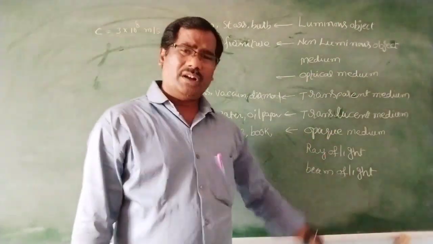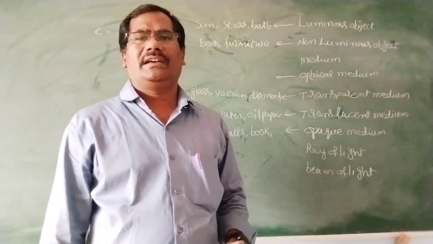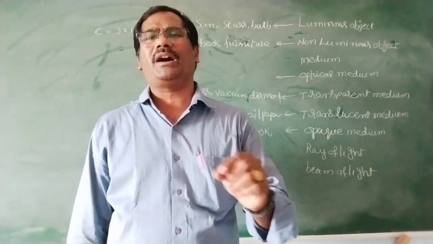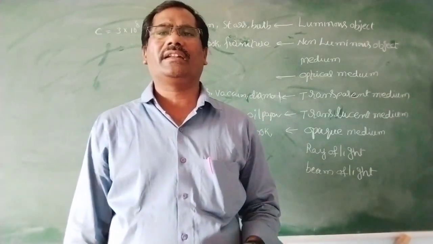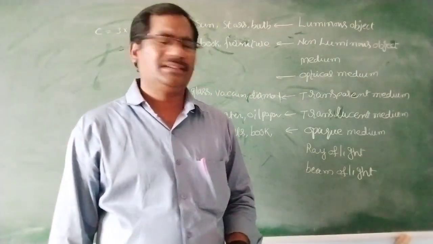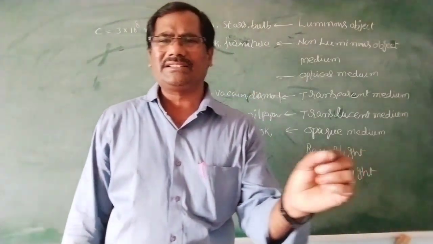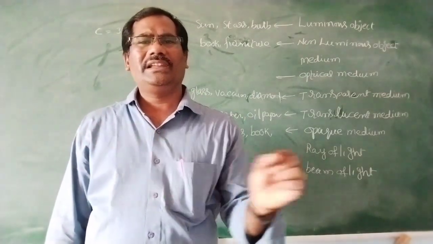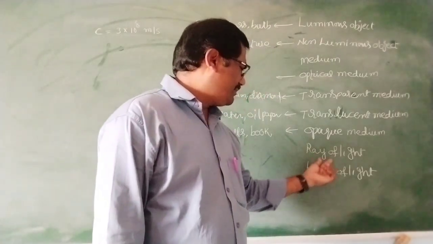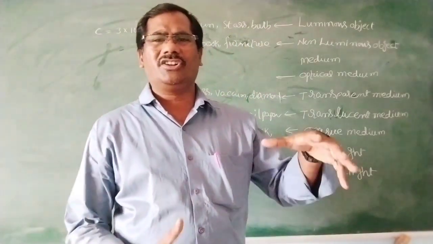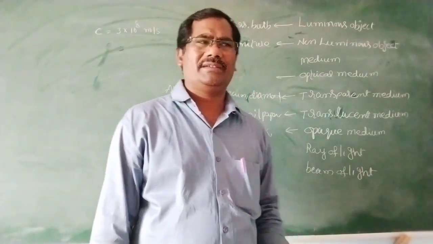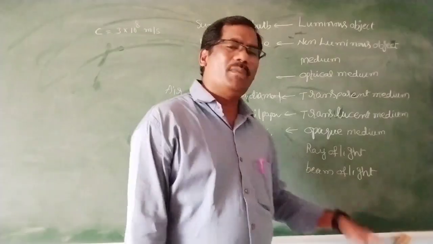Next, what is a ray of light? A ray of light means the actual path of light traveling in a straight line. Next, what is a beam of light? A bunch of rays is known as a beam of light. A bunch of light rays is known as a beam of light.